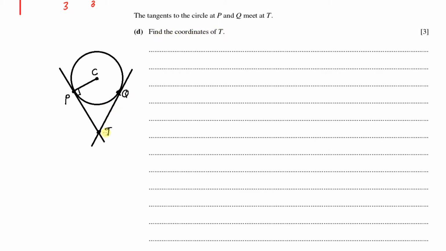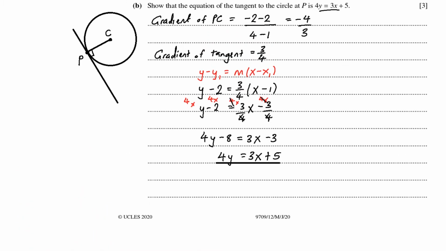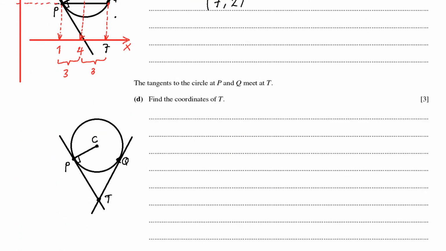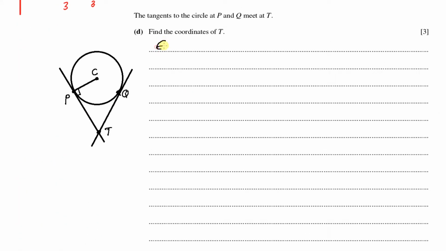Now, in order for us to find the coordinates of T, we would need to know the equations of both tangents. Now, we'd already obtained the equation of the tangent at P, and we got it all the way in part B. That's 4y is equal to 3x plus 5. So the equation of the tangent at P is 4y is equal to 3x plus 5. So we already have this. So now we need to find the equation of the tangent at Q.